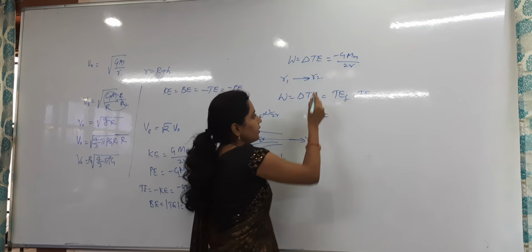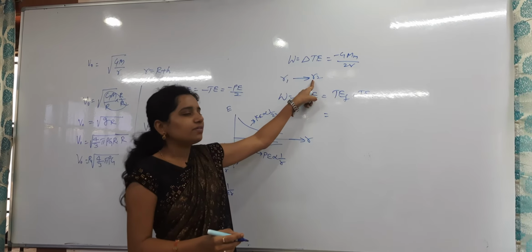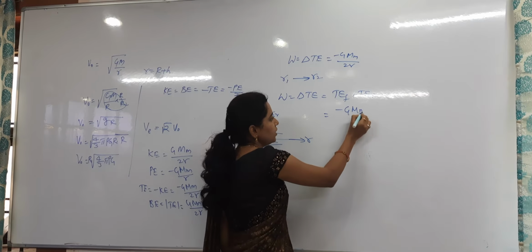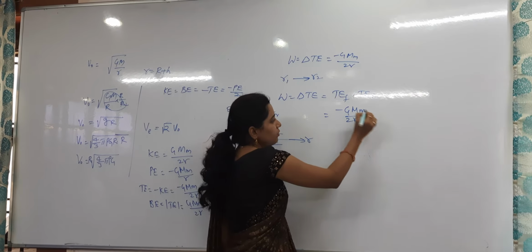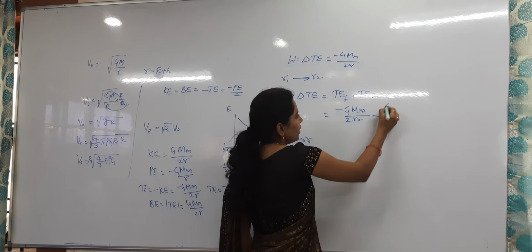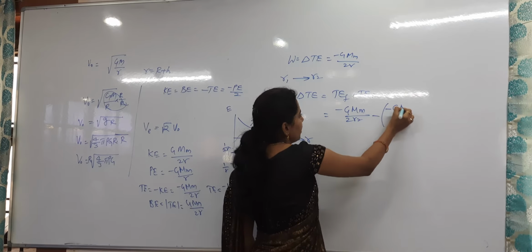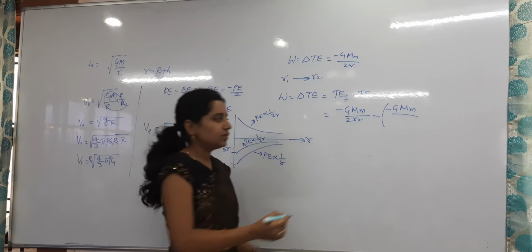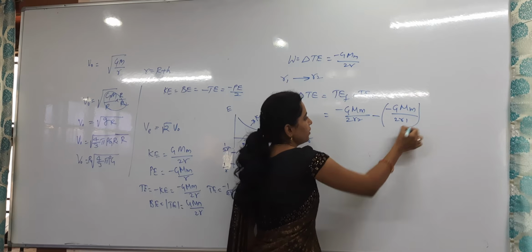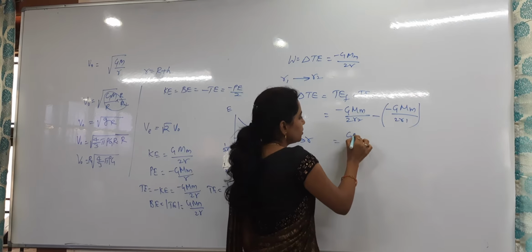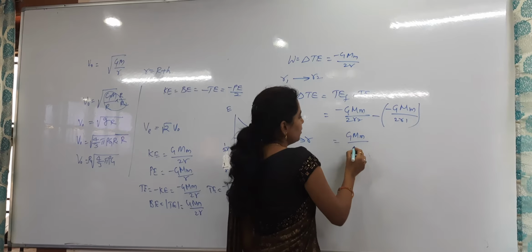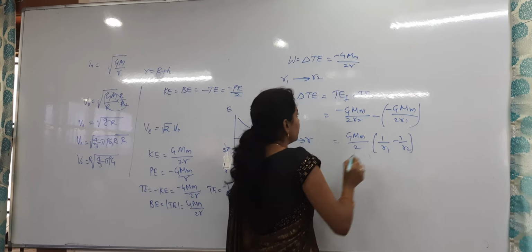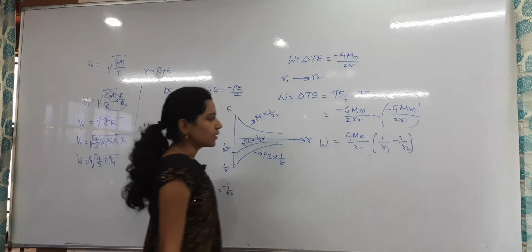Change in the total energy means total energy final minus total energy initial. Total energy final, up to what orbit are we changing? Up to the R2 orbit. So we get minus GMm by 2R2, minus total energy initial, which is again minus GMm by, from which orbit are you moving? R1. So we get 2R1. From this I can take GMm by 2 common, then what will be remaining for us? 1 by R1 minus 1 by R2. This is the work done.